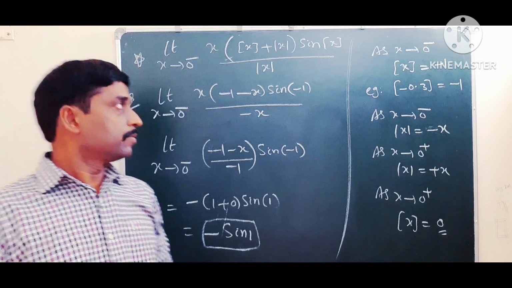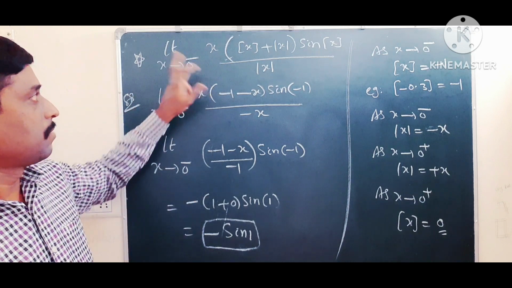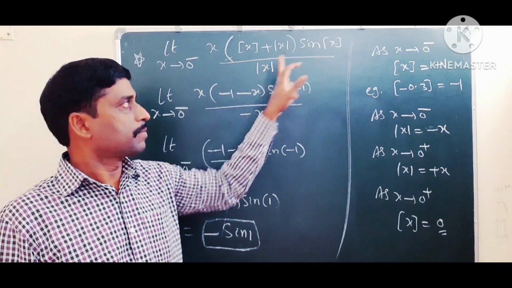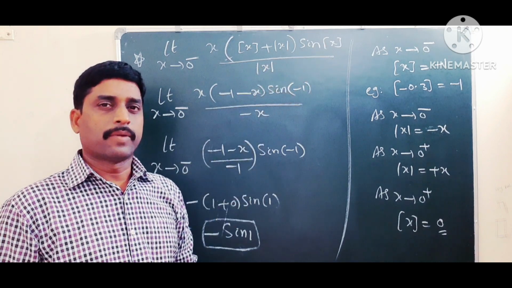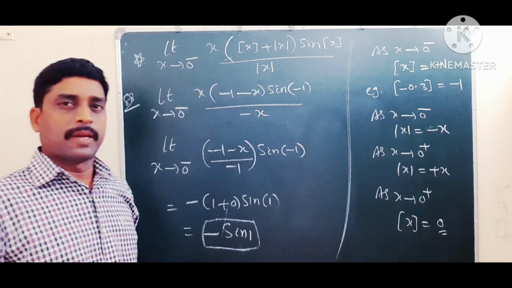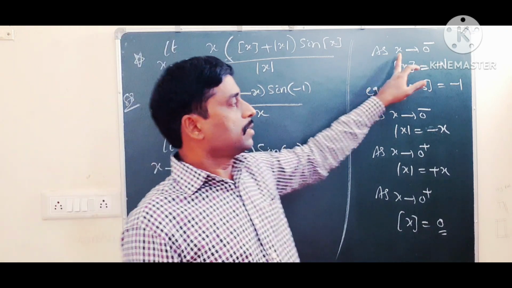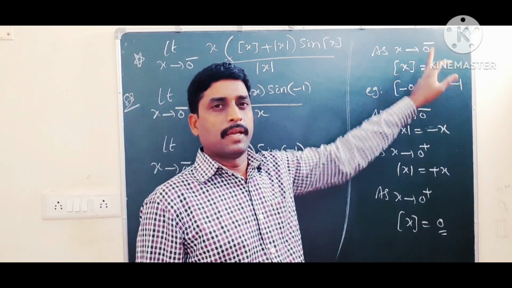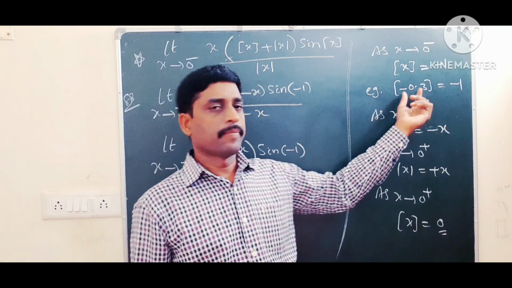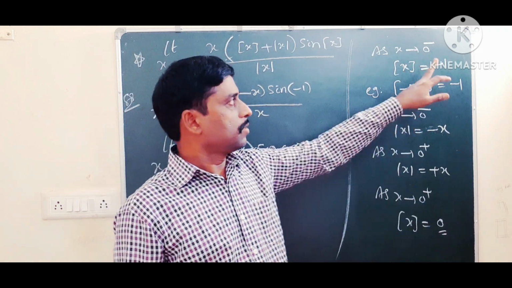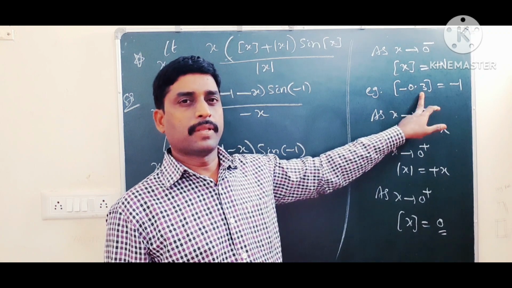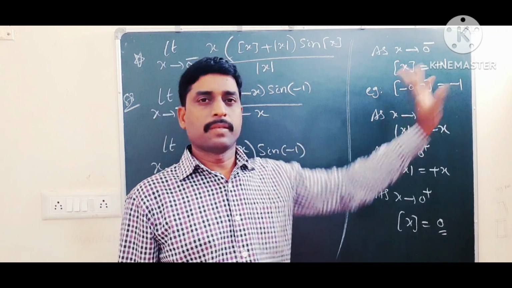Let us go to the next problem. What is the statement here? Limit x tends to 0 minus of x into integral part of x plus modulus of x into sine of integral part of x by modulus of x. How can we compute this problem? So here limit x tends to 0 minus is given. As x reaches numbers less than 0, the integral part of x value is minus 1. Okay, here one example. Between minus 1 and 0, you take one number, say minus 0.3. The integral part of minus 0.3 is minus 1.